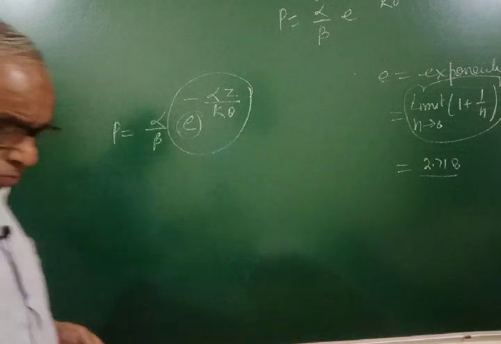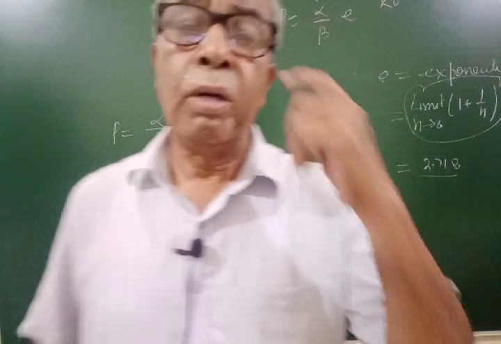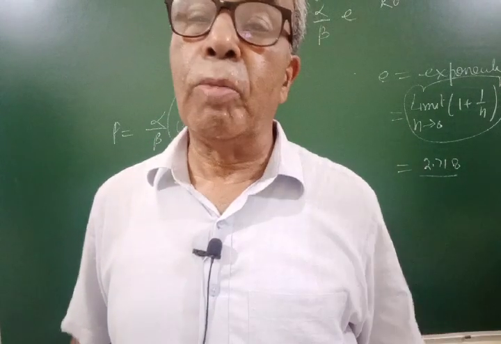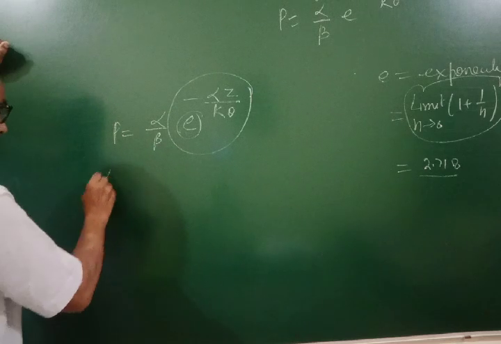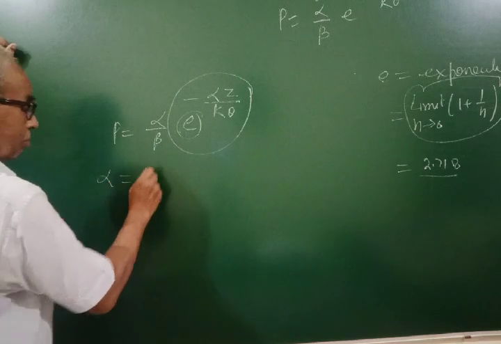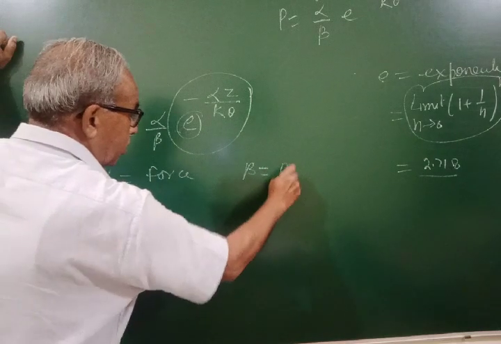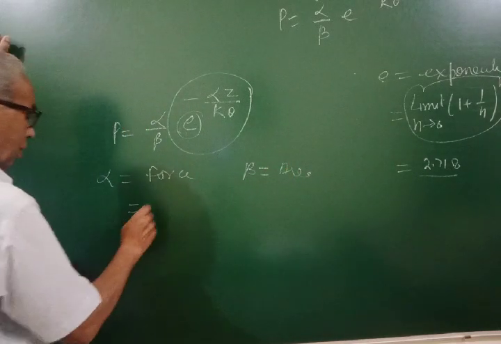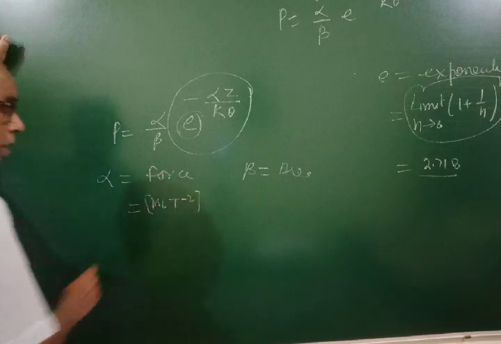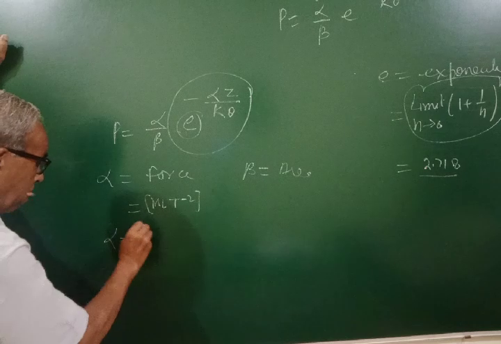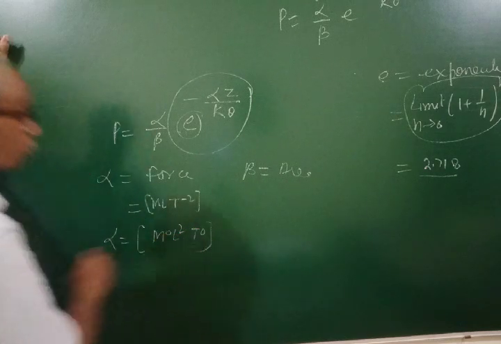Pressure, I told you, is force upon area, normal thrust per unit area. So only here the simple thing is that alpha has dimensionally force and beta area. So dimension of alpha होगी ml t minus 2 and that of beta m0 l square t0. So simple.